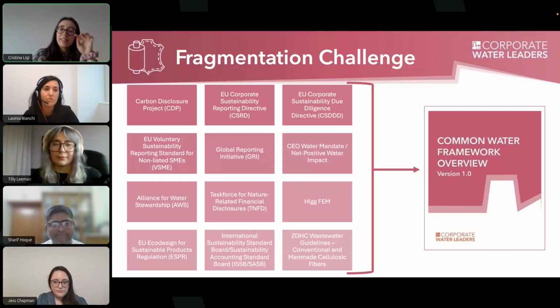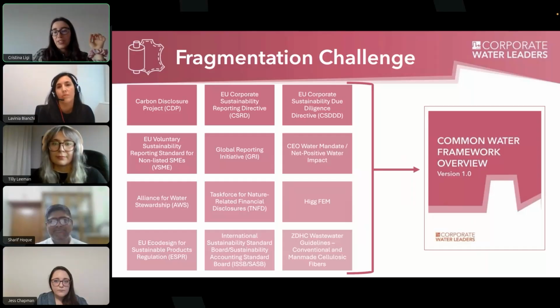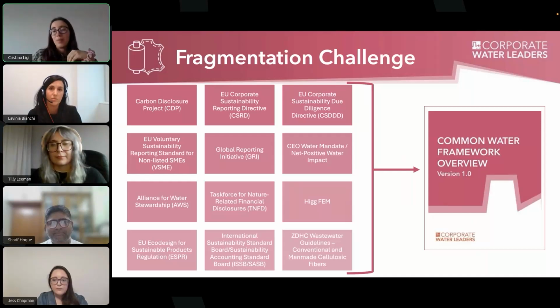To better explain this, I would like to share the example of ZDHC. ZDHC published the wastewater guidelines focused on improvement of wastewater quality, with the aim also to reduce the discharge of hazardous chemicals from wet processing facilities. As corporate water leader, we aligned our framework with these guidelines without adding any additional requirements beyond what the ZDHC specify. Additionally, ZDHC was also one of the reviewers involved in the previous phase.